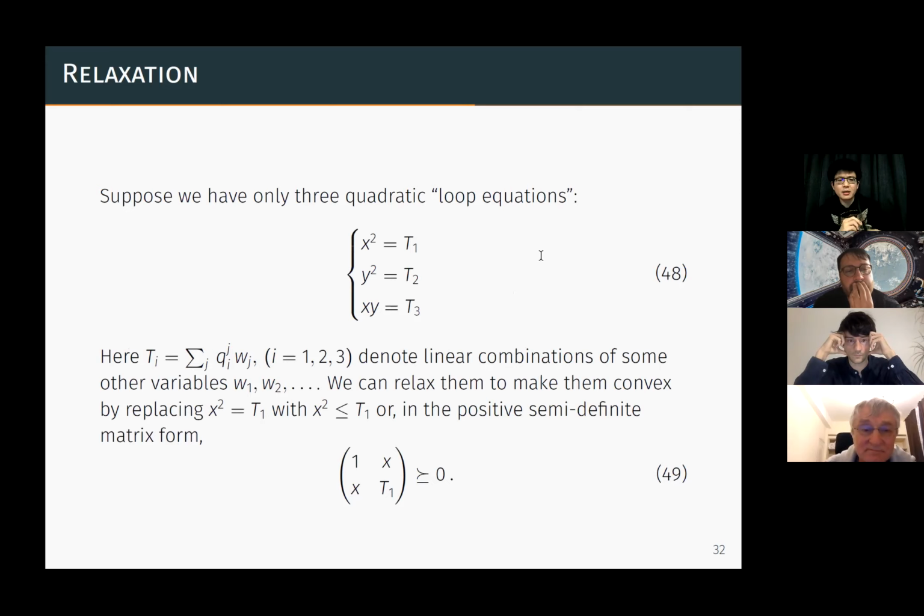Here, the t is what we denote as some linear combinations of other variables. So x squared, y squared, and xy are the only quadratic terms. For the first one, instead of insisting that x squared equals t1, we can replace it by x squared smaller than t1. This is convex. Why? Because we can write it in the positive semi-definite matrix form, equation 49.